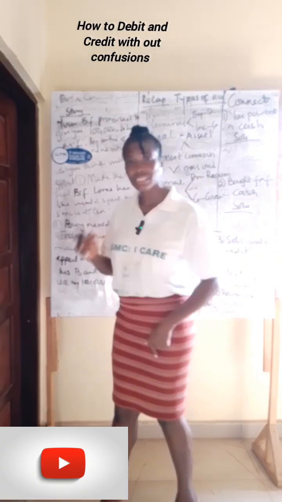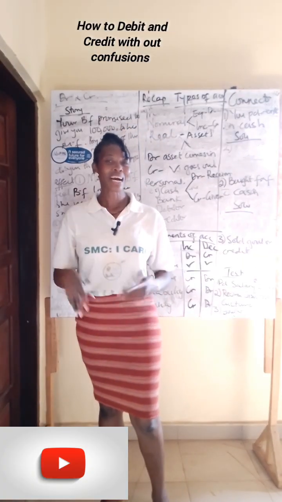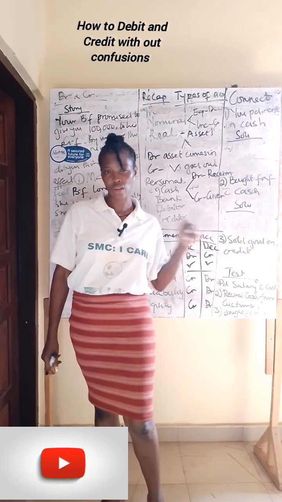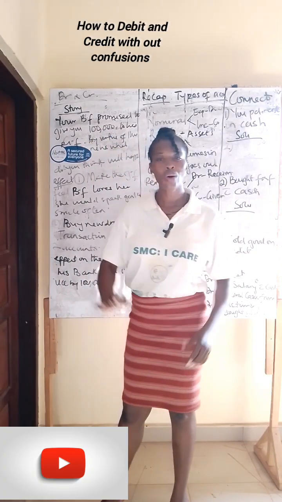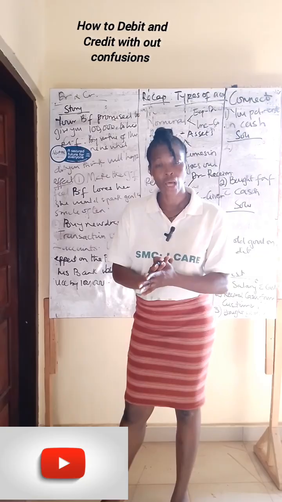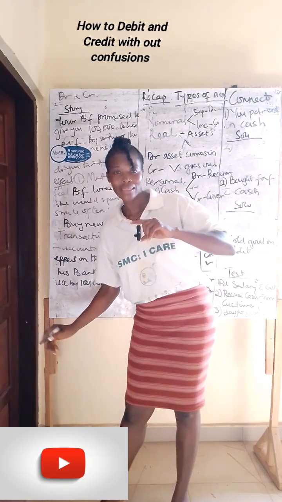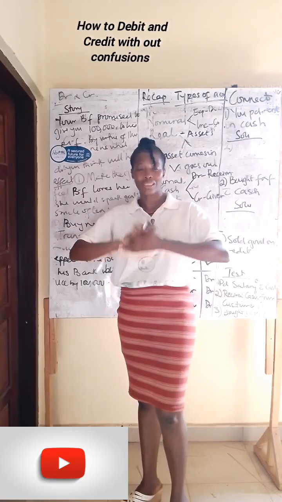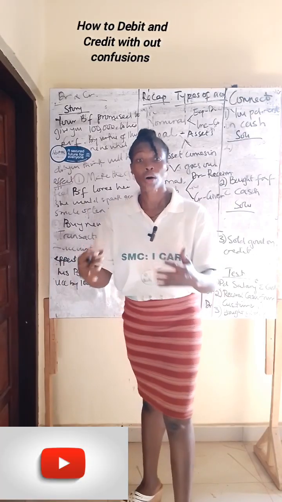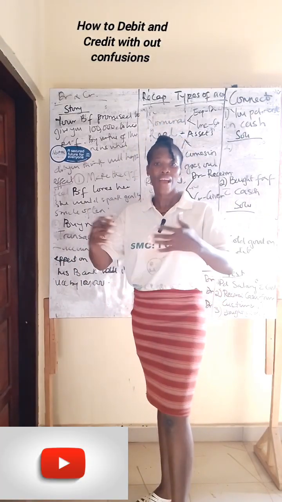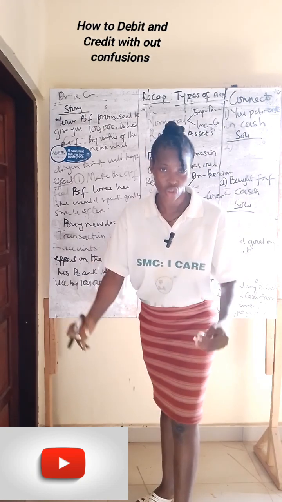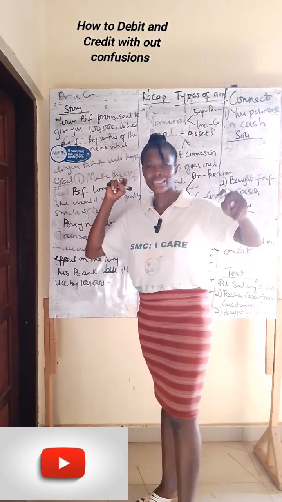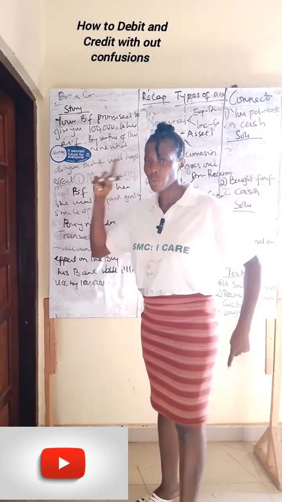And what's the effect of 100,000 naira on the boyfriend? His bank balance has reduced by 100,000 naira. So, debit and credit is all about consequences and action. When a transaction occurs in accounting, there is a consequence, there's an effect of that transaction on two accounts. One account to be debited, one account to be credited.